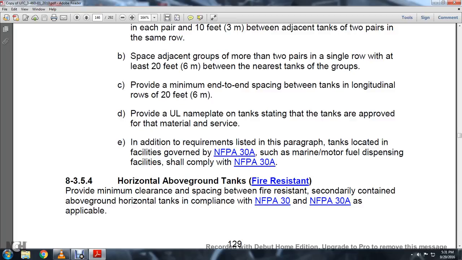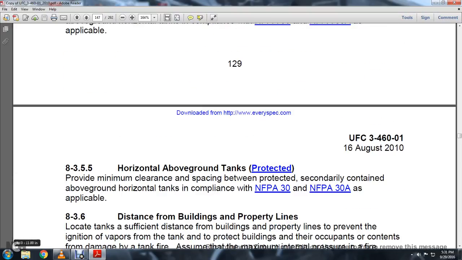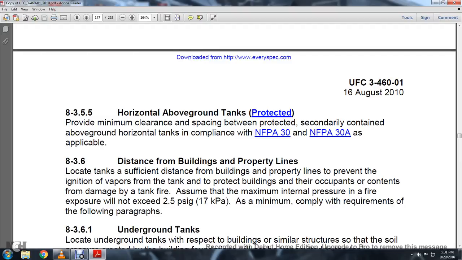8.3.5.4 Horizontal above ground tanks, fire resistant: provide minimal clearance spacing between the fire resistant secondary containment and the above ground horizontal tank in compliance with NFPA 30 and NFPA 30A as applicable. 8.3.5.5 Horizontal above ground tanks, protected: provide minimum clearance of space between the protected secondarily contained above ground horizontal tank in compliance with NFPA 30 and NFPA 30A as applicable.